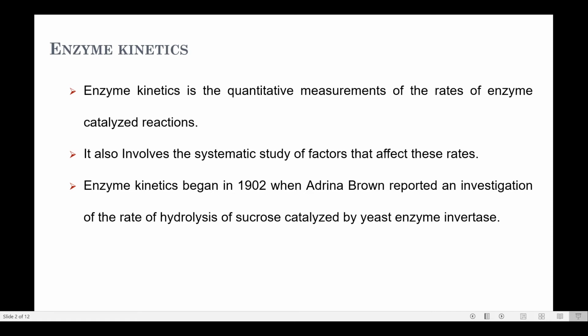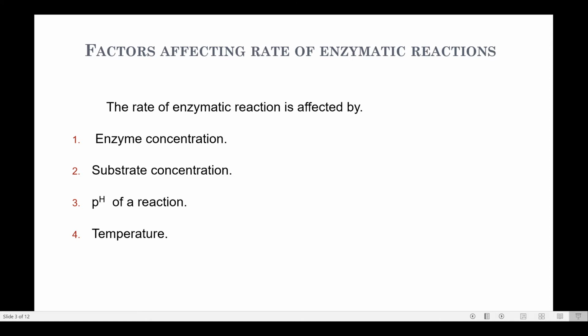It began in 1902 when Adrian Brown reported an investigation of the rate of hydrolysis of sucrose catalyzed by the yeast enzyme invertase. Coming to the different factors which affect the rate of enzymatic reactions, there are mainly four factors, which are the concentration of enzyme, concentration of substrate, then pH of the reaction, and temperature.